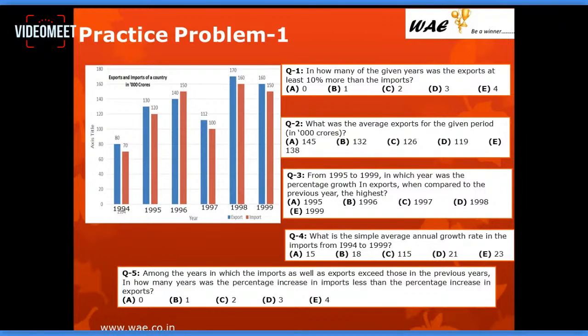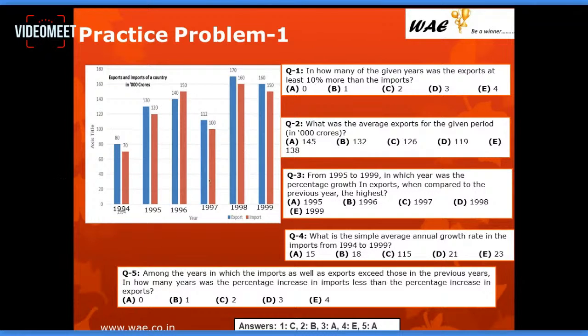Garvit has solved it. One more minute, and okay, we have got 2 minutes already. Let me show you the answers. So Garvit, you got the first one. Second, I think you got it correct. The first one is very important. In how many of the given years was the export at least 10% more than imports? So now let's talk about how we do question number one orally. Follow me, guys.